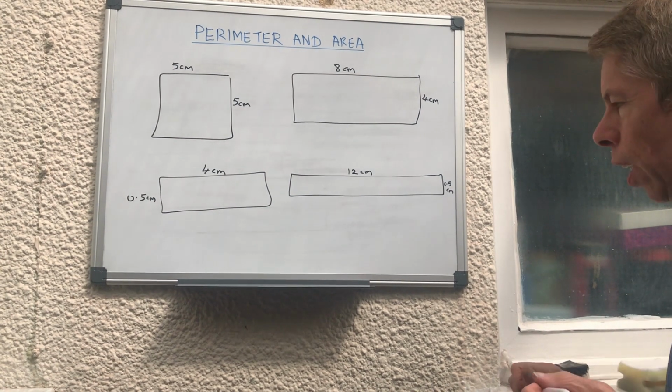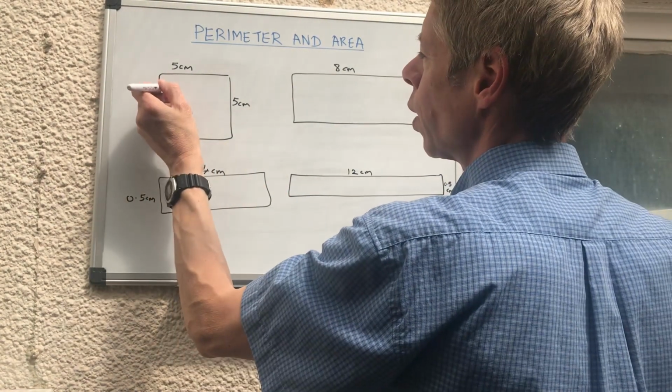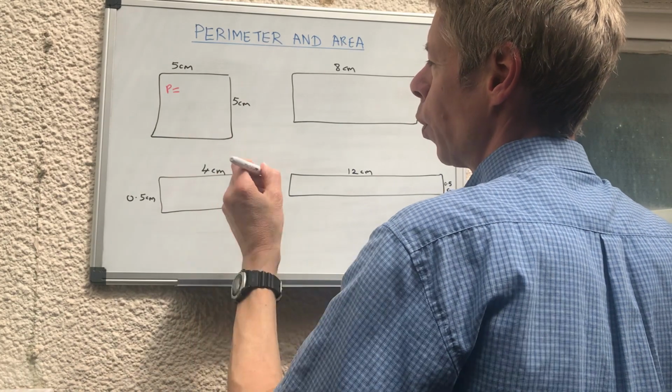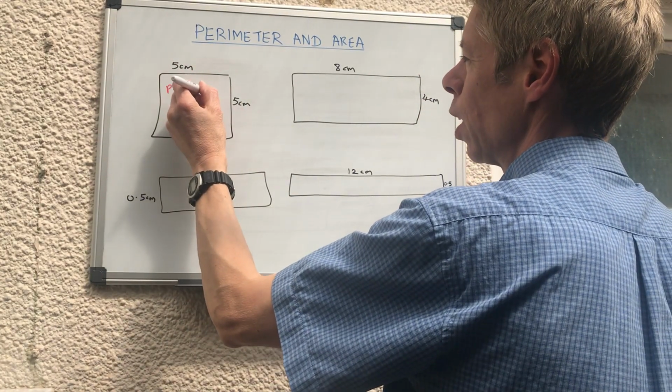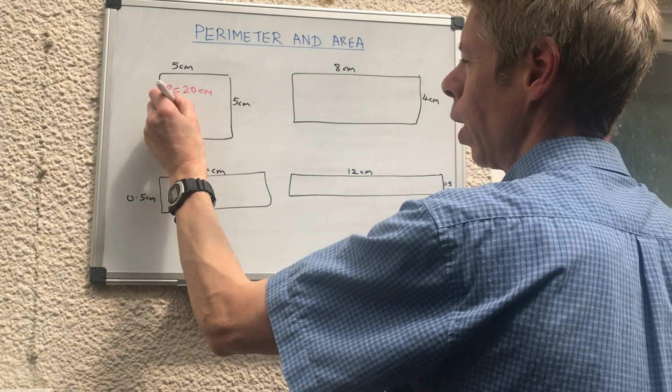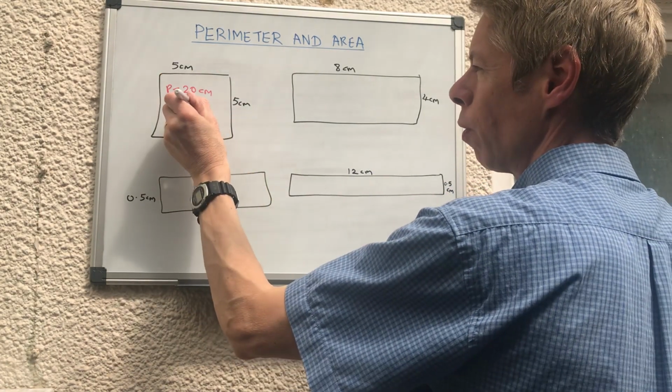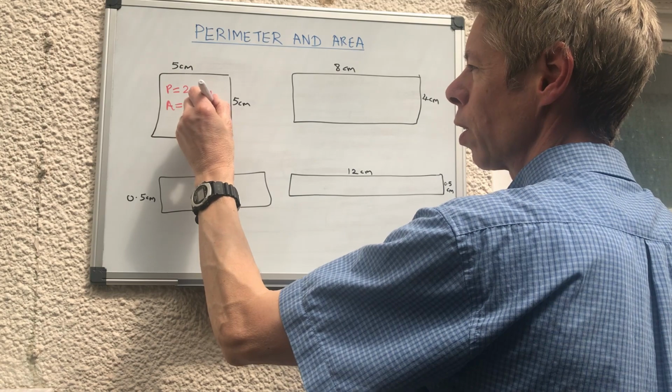Okay, so let's check the answers. So the perimeter of this one I'm going to write in the middle. The perimeter is 5 plus 5 plus 5 plus 5 equals 20 centimetres. The area, we multiply length times width, which is 5 times 5, which is 25 centimetres squared.